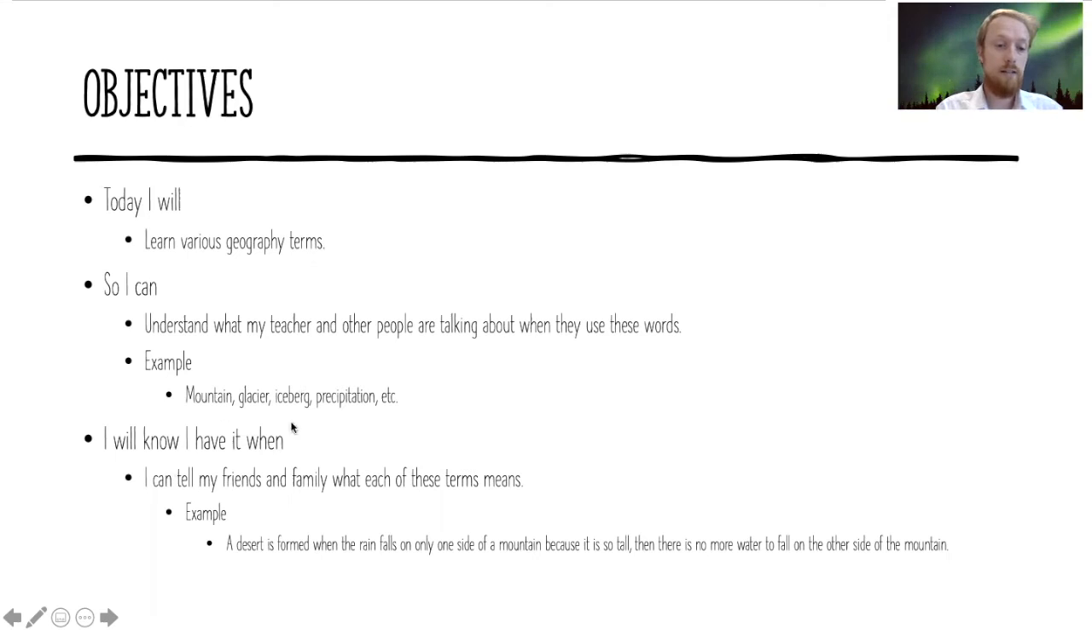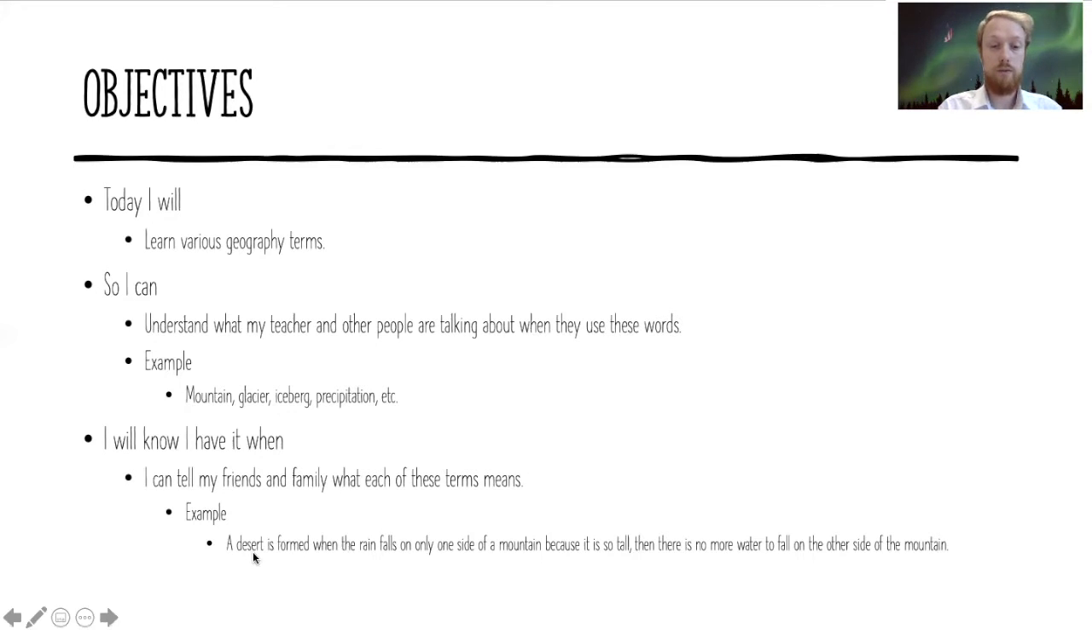And next, I will know I have it when I can tell my friends and family what each of these terms mean. Now that seems pretty straightforward, but it really is that simple, okay? And I know there's a lot here, but you will know that you understand this material when you know what each term means and you can explain what it is. And ideally, even best case, if you can explain why it is the way it is, right?